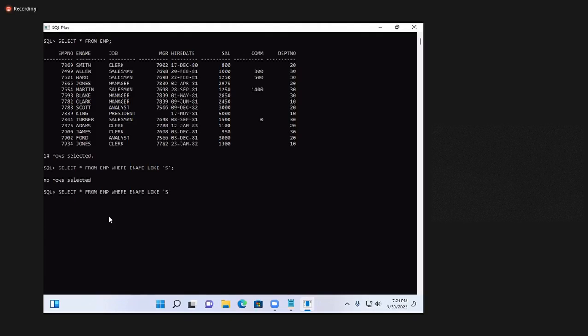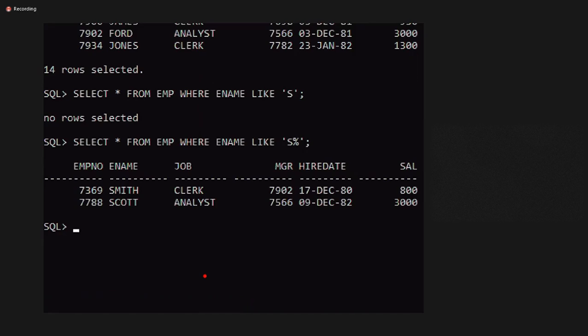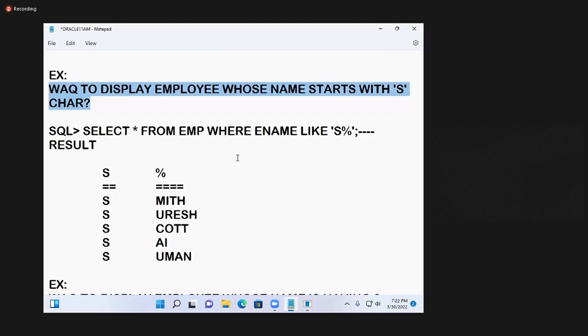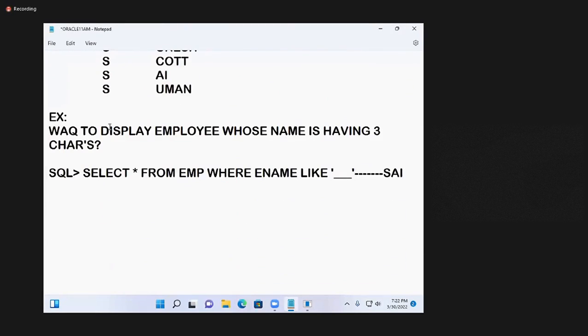That's why we should give a percentile and close the quote. It means S is my starting character, and whatever remaining characters are there in the expression are represented by percentile. Right, so this is one example, which I already gave yesterday.